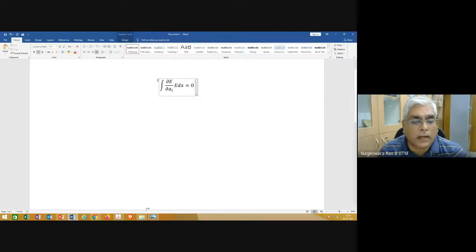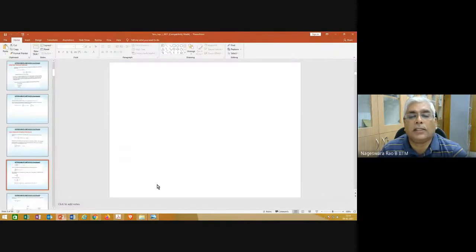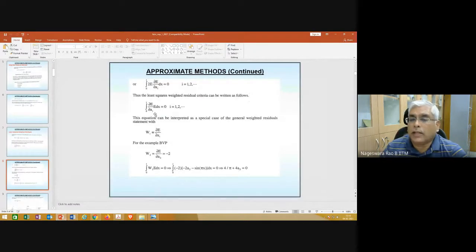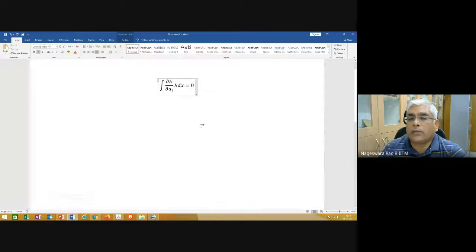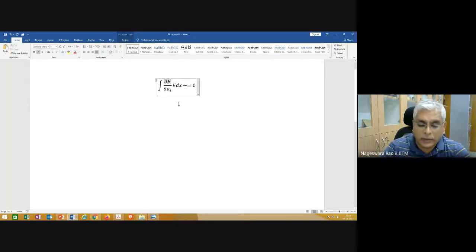This is what you have here. In case you have the boundary residual as well, then this becomes different: here you just add a subscript to this.